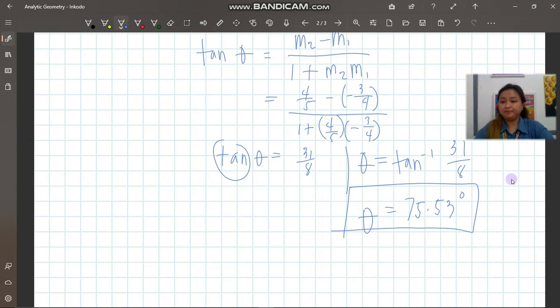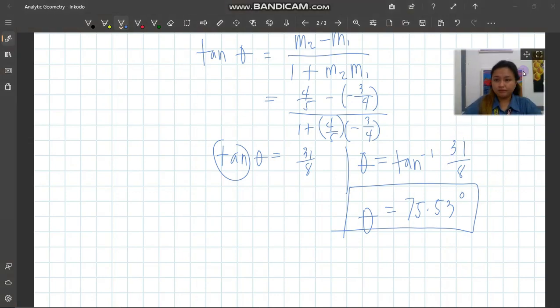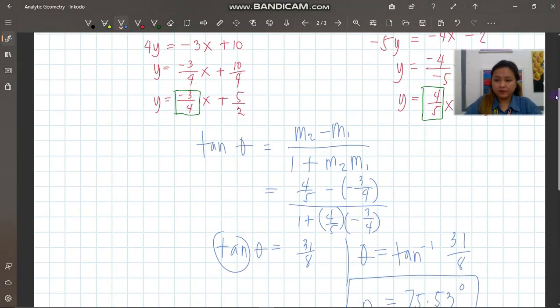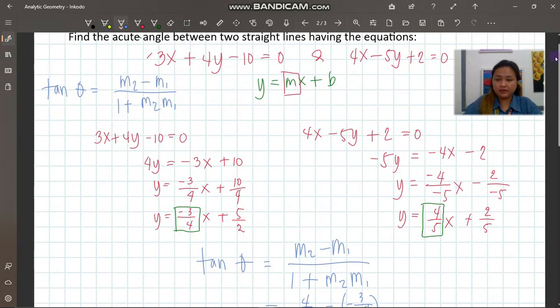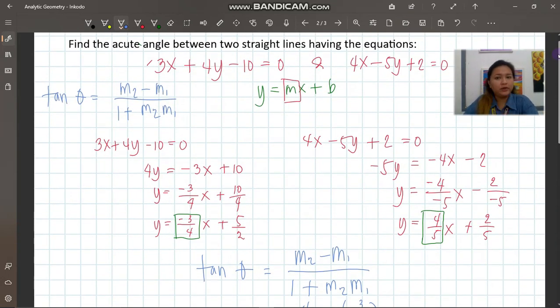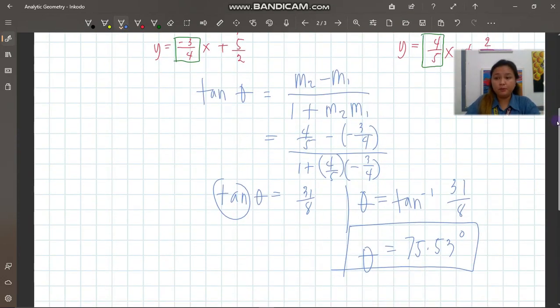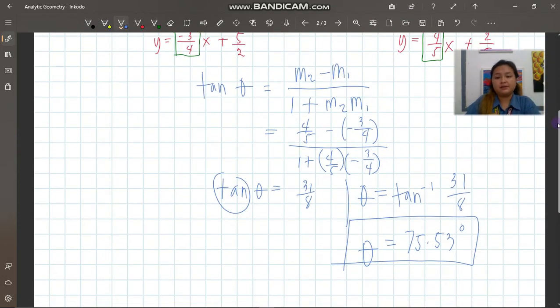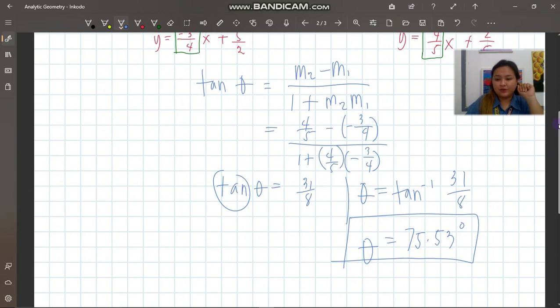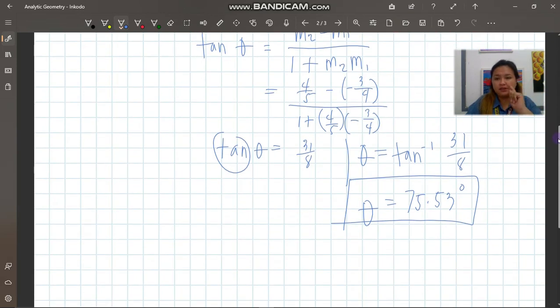So that's how we got the acute angle between two straight lines, using the formula and the values of the slopes of our lines. So that's it for this video. Thank you for watching. Bye.